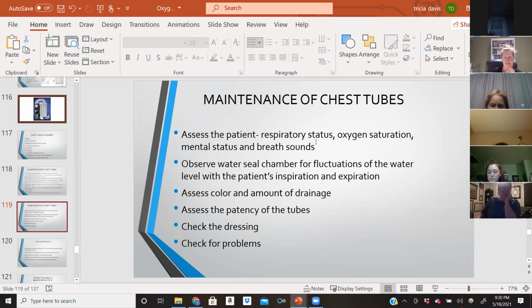So you're going to assess the status of their respiratory system, oxygen, mental status, breath sounds. You're going to be watching that water seal for fluctuations of water when the patient breathes in and out. Assess the color and the amount of drainage, the patency of the tubes. Make sure you're checking that dressing during your shift, and you're going to check for any problems.